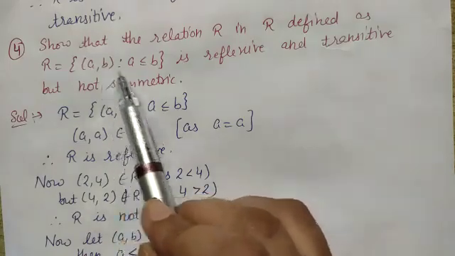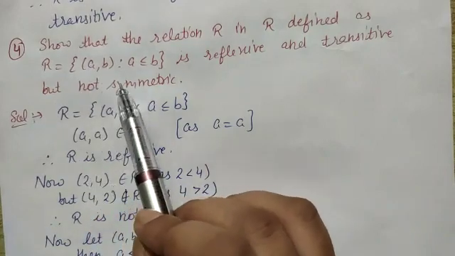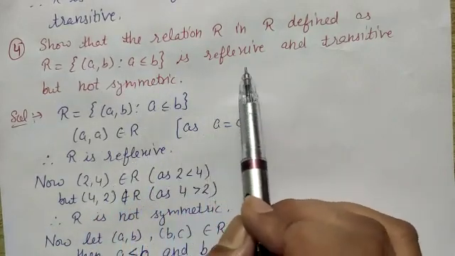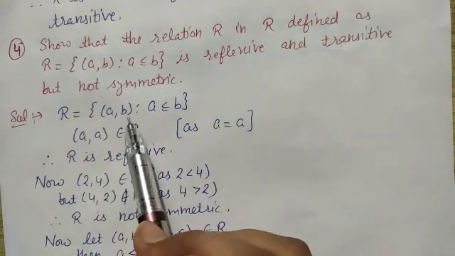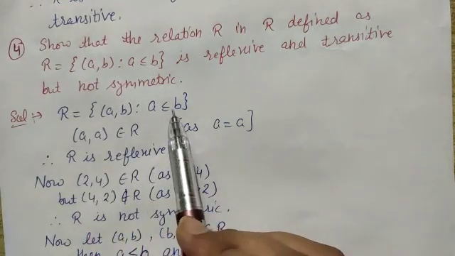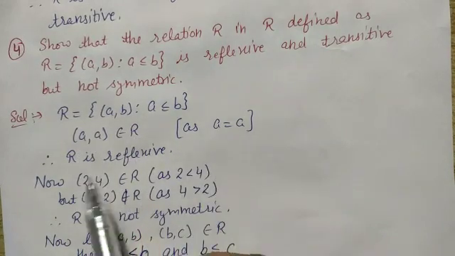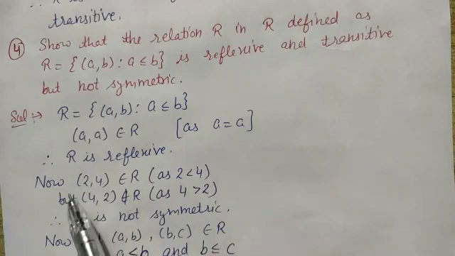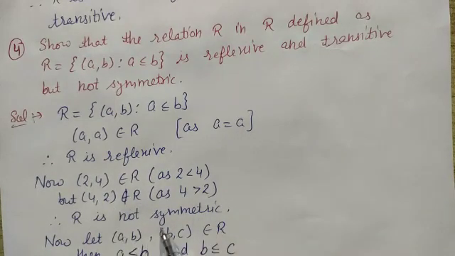Next, fourth is: show that the relation R in R defined as R equals to {(a, b) such that a is less than or equal to b} is reflexive and transitive but not symmetric. Here the relation is (a, b) such that a is less than or equal to b. So (a, a) belongs to R as a equals to a. So R is reflexive here. Now (2, 4) belongs to R as 2 is less than 4. But (4, 2) does not belong to R as 4 is greater than 2. So R is not symmetric.